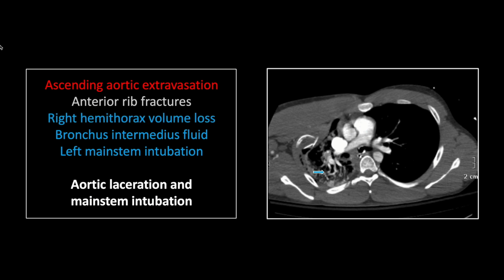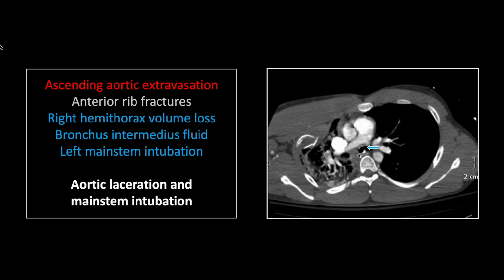There is consolidation and volume loss of the right lung consistent with hemorrhagic contusion. There is debris and dependent liquid in the right bronchus intermedius consistent with hemorrhage. That can be a real problem in that it can spill over the carina into the normal left lung and clot and cause bronchial obstruction in the opposite, otherwise normally functioning lung. And here is the tip of that endotracheal tube in the left mainstem bronchus.